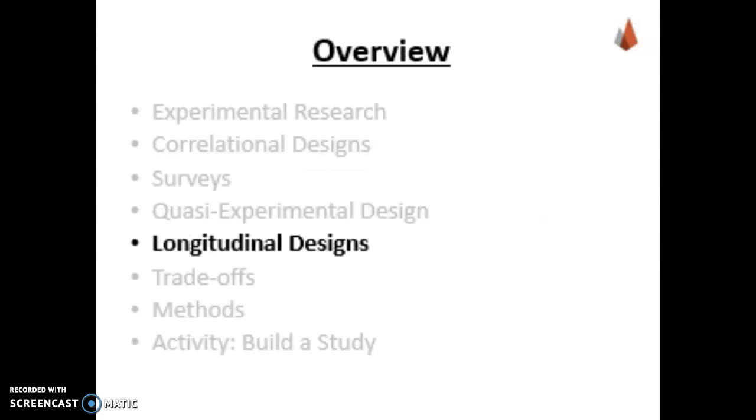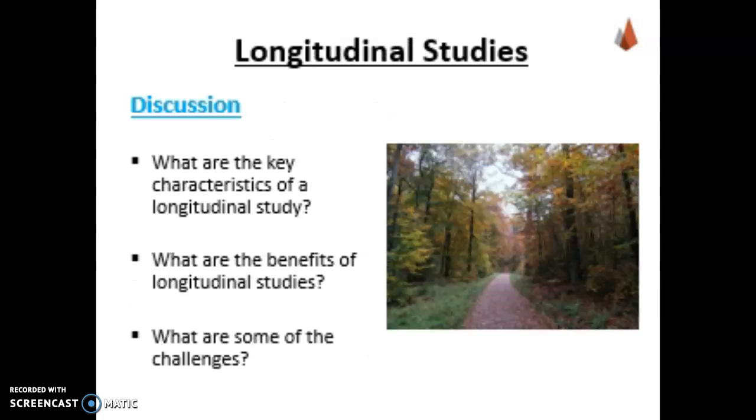Moving on to longitudinal designs. What are the key characteristics of a longitudinal study? Longitudinal studies involve repeated observations of the same variables over a long period of time. Some studies have gone on for longer than 50 years, and the same people are surveyed every single year, or every other year, so they're getting answers from the same people.